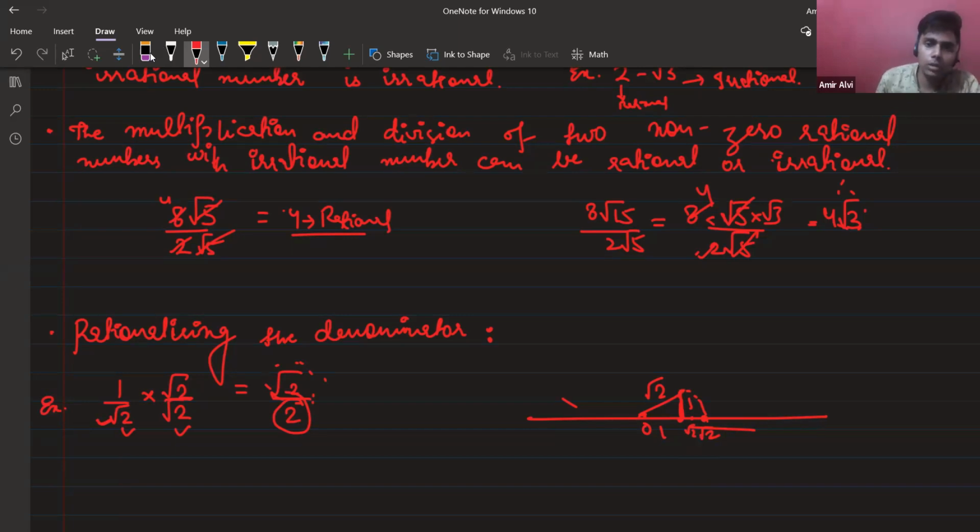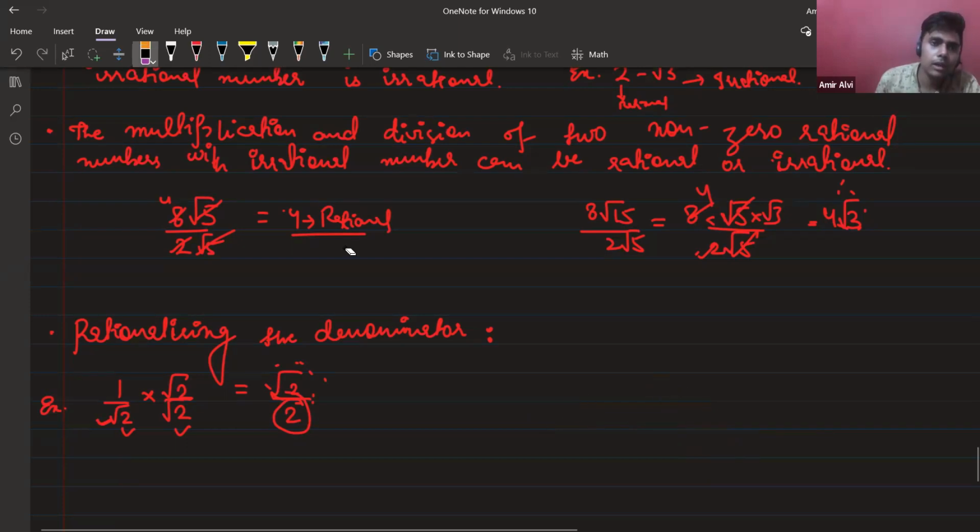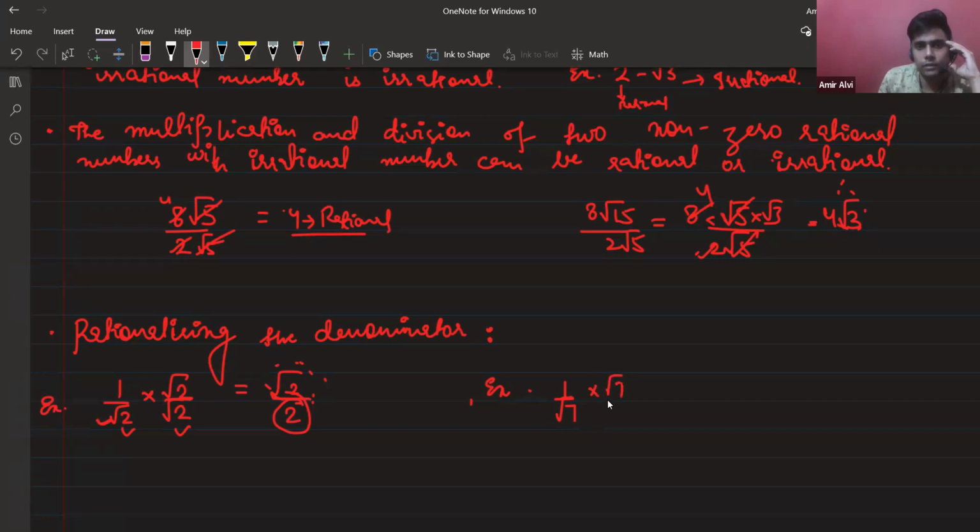So Simran, have you got this? Can you tell me how to solve this: 1 by root 7? Multiply 1 into root 7 by root 7. So root 7 divided by 7. Is this number rational or irrational? Rational. Very good. Okay, got it?